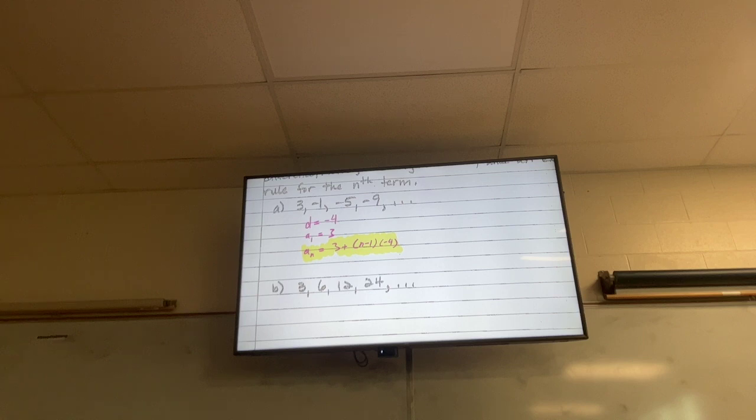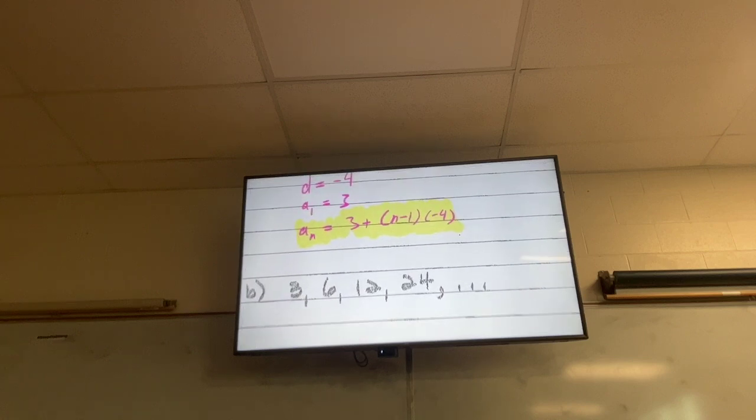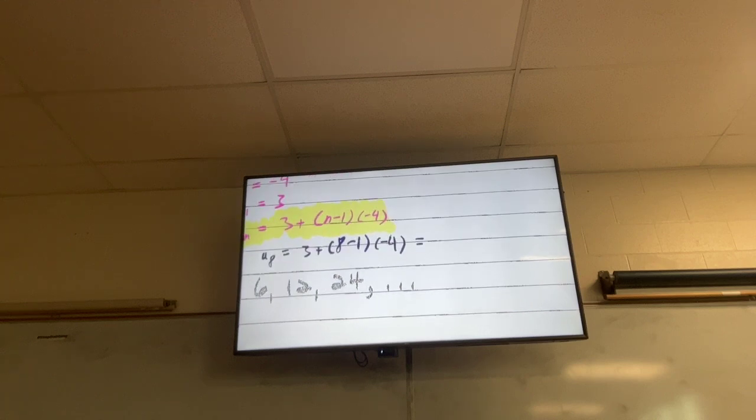And then what's my 8th term going to be? How do I use this formula to get the 8th term? Plug it in. So a sub 8 equals 3 plus 8 minus 1 times -4, which is what? 3 plus 7 times -4, which is 3 plus -28, which is -25.